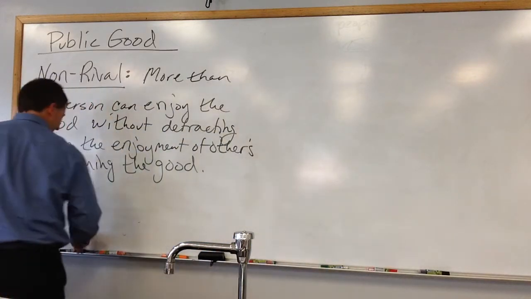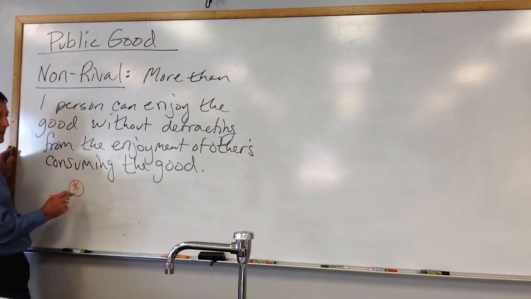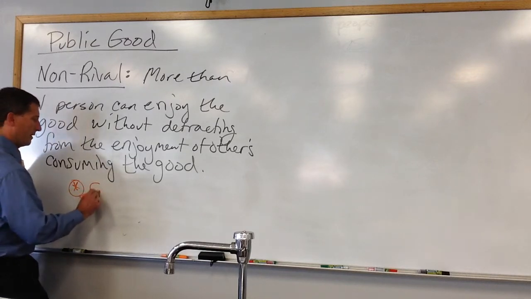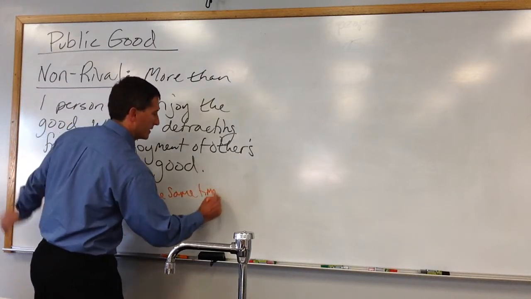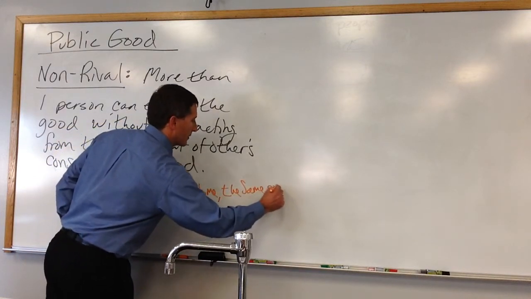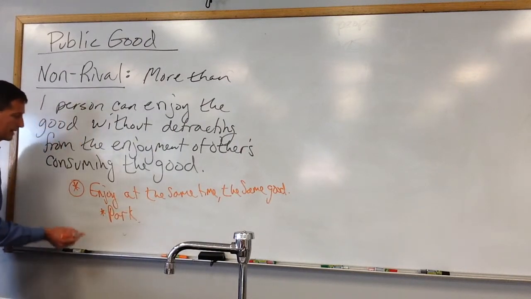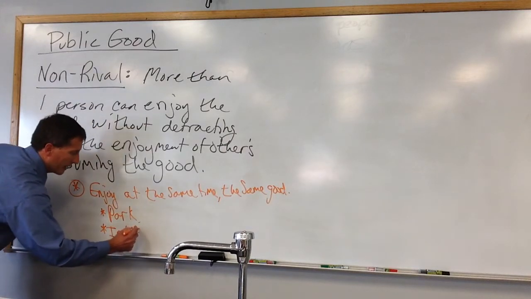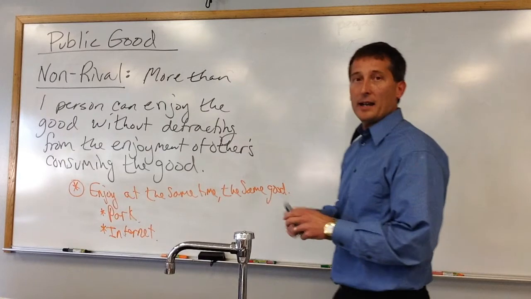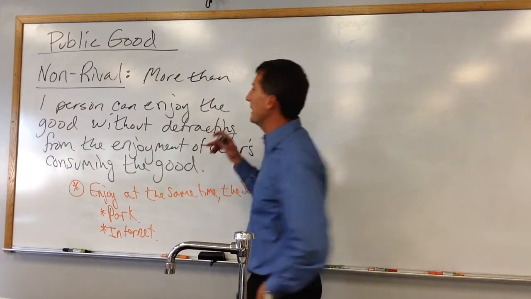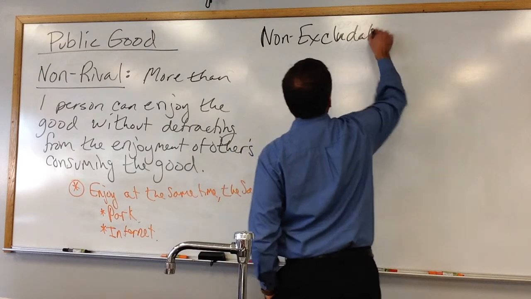So enjoyment at the same time, so let's add this as an extra clarifier so we don't go back to the ice cream nastiness: at the same time, the same good. So you can see that we're talking about some unusual things here. And so maybe a park would be one example where there's non-rivalry, and you said the internet. That works fine for me too. Now, to qualify, as a public good, you need another characteristic, too. And that's called non-excludability. Non-excludable.